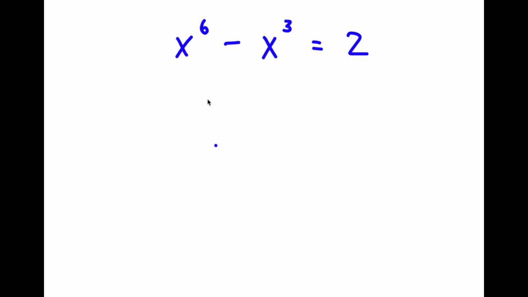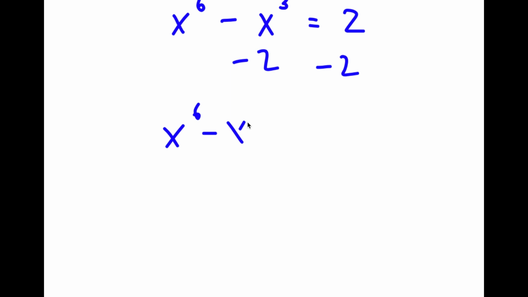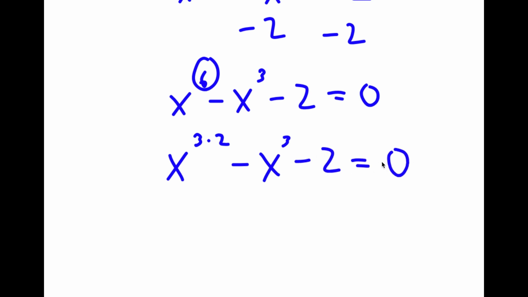Alright, so in this problem, I have x to the power 6 minus x to the power 3 is equal to 2. So I'm going to first start by subtracting 2 on both sides. So now I have x to the power 6 minus x to the power 3 minus 2 is equal to 0. Now I'm going to rewrite 6 here as 3 times 2. So now I have x to the power of 3 times 2 minus x to the power of 3 minus 2 is equal to 0.